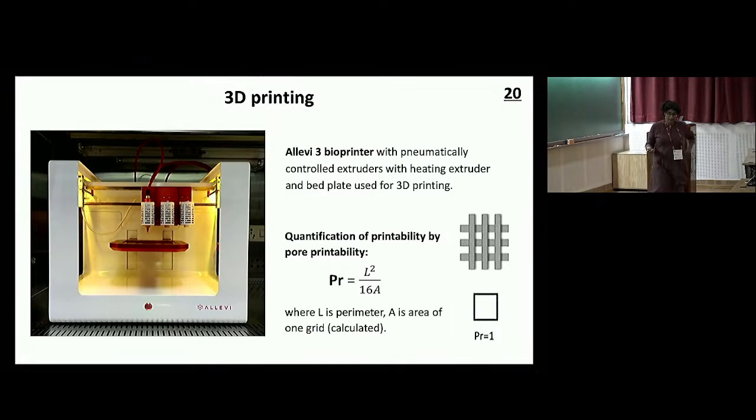So to quantify print fidelity, different authors have different methods, depending on what shape they print. So the basic idea is this: you just compare what is your printed structure dimension and what is your desired. So if I am making a grid like this, what is the dimension I'm feeding in and what is being printed. So the printability is simply the parameter L square divided by 16a. So if you have a perfect square printed, the printability should go to 1.